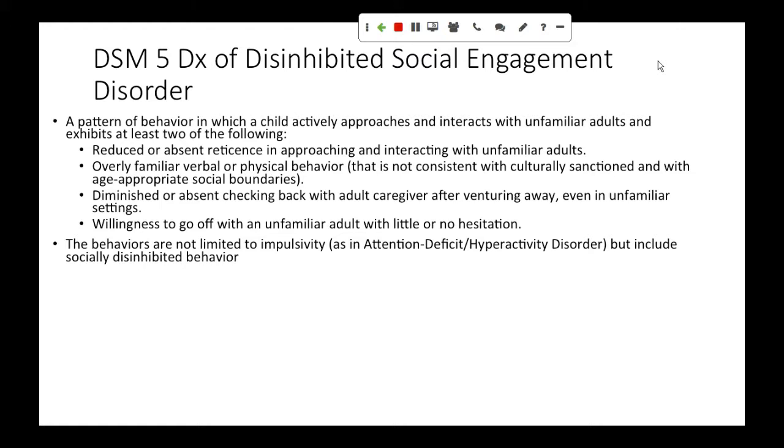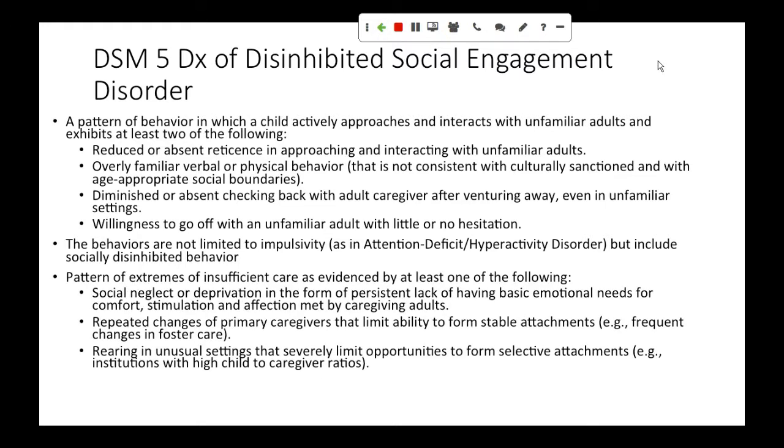And how about, would it help if it's more specific to going towards adults versus peers? Does that make any difference? These are adults. If you look at the criteria that are up on the screen, it's about interacting with unfamiliar adults, without checking back to the adult caregiver, willingness to go off with an unfamiliar adult. And that's the pattern of behavior, approaches and interacts with unfamiliar adults. Yeah. Next.